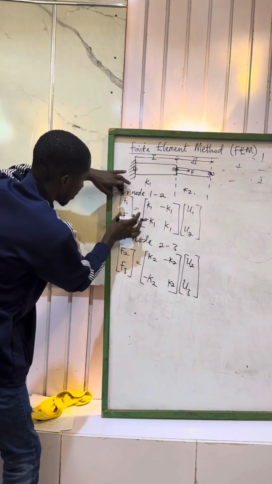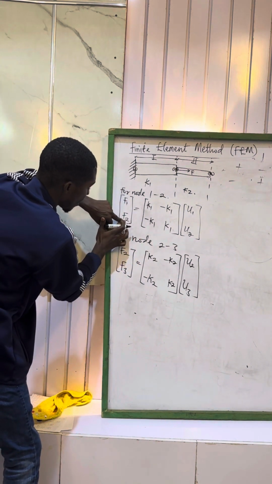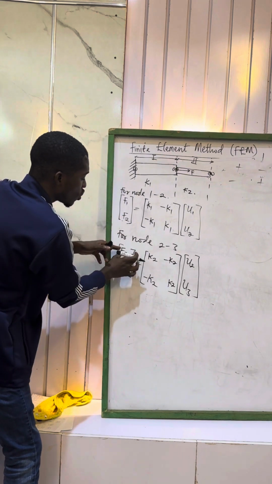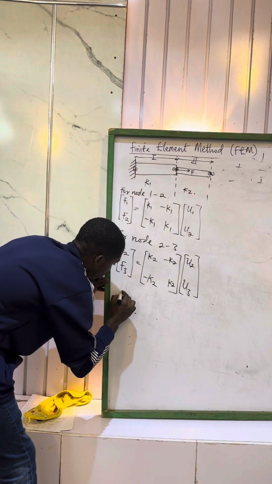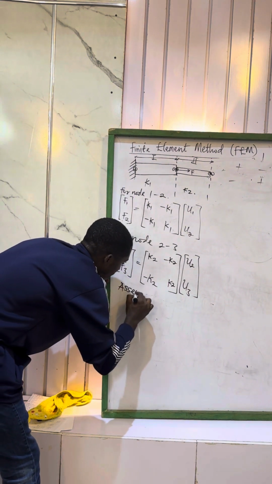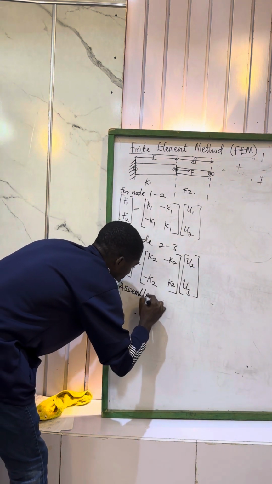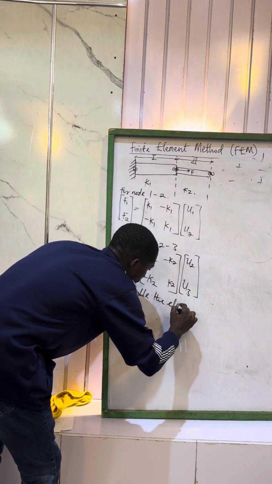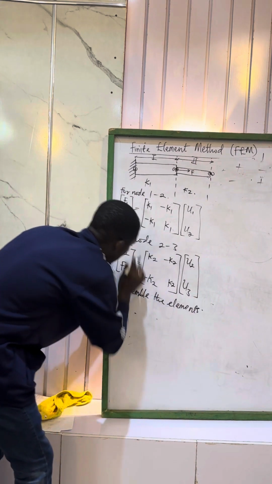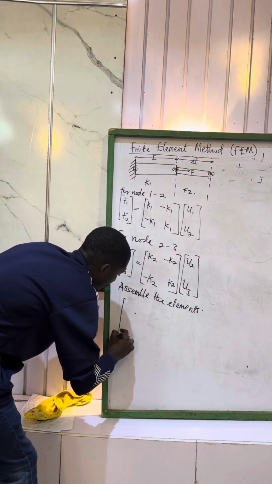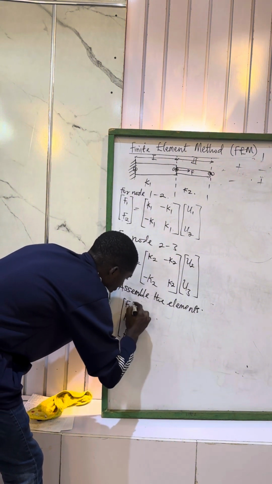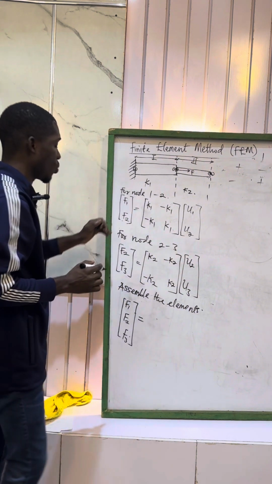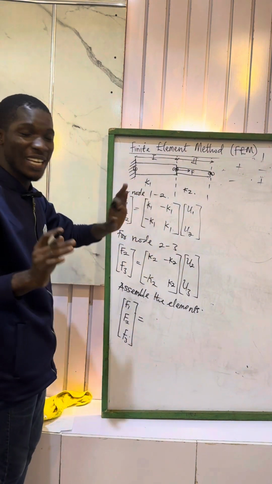So this element 1, we have F2 here. We also have F2 here. So F2 will merge with F2, and every other element will be repeated. So for the assembling, when you assemble it, you have F1, F2, F3.